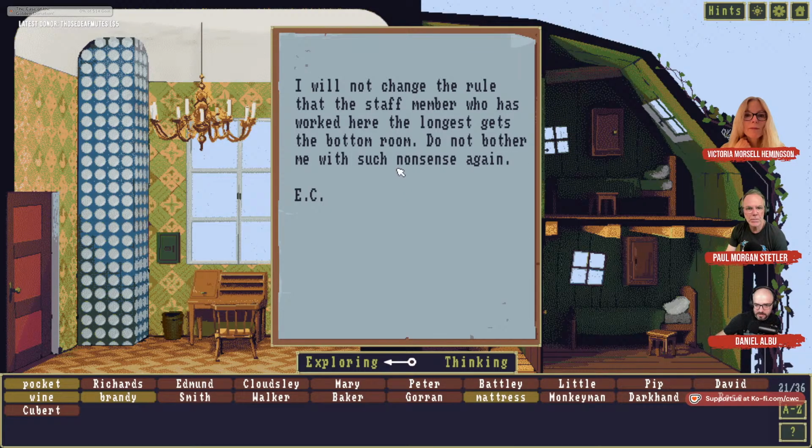I will not change the rule that the staff member who has worked here the longest gets the bottom room. Do not bother me with such nonsense again.